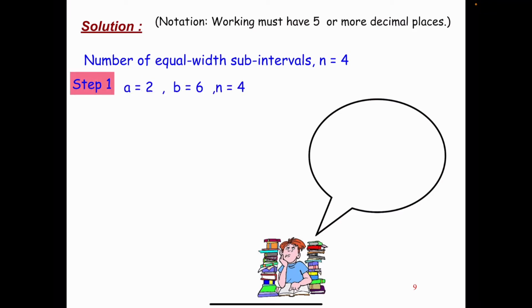Okay, so step 1, identify your a, your b and your n, where a equals 2, b equals 6 and n equals 4. Then step 2, calculate your h, where h equals (b minus a) over n, and then substitute all the values, which equals 1.